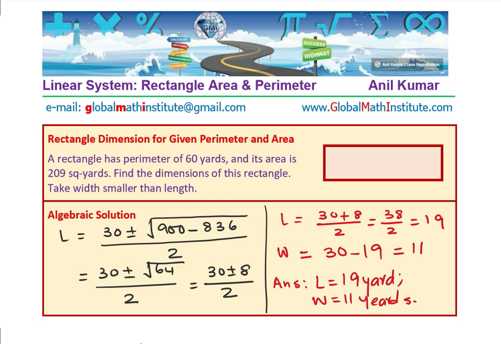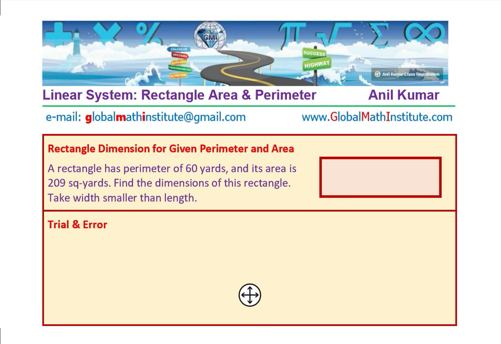Perfect. Now, let's get back to the trial and error method, right? Which I skipped earlier. So see, the important thing was that we are given that perimeter is 60, right?